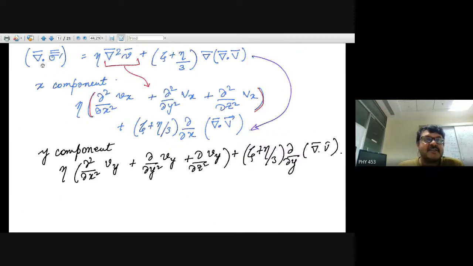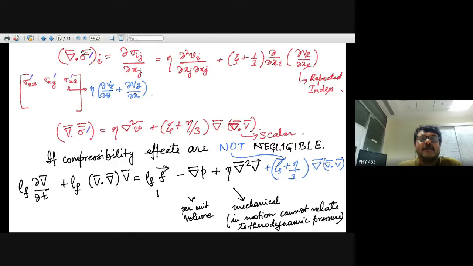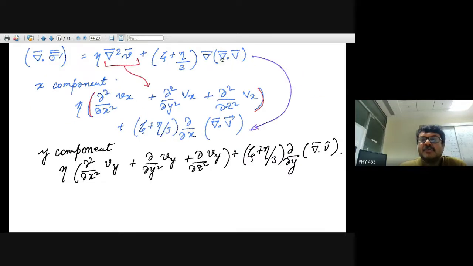And if that is your divergence of sigma dash, here I've explicitly also written down the y component. So in tensor notation, it can be written down as eta into del. So basically divergence grad 2 vi, because I'm writing down the ith component, del x j. I mean, it's this Laplacian acting on a component, because this is repeated index. And this term, note here again you have repeated index, you have repeated index there.